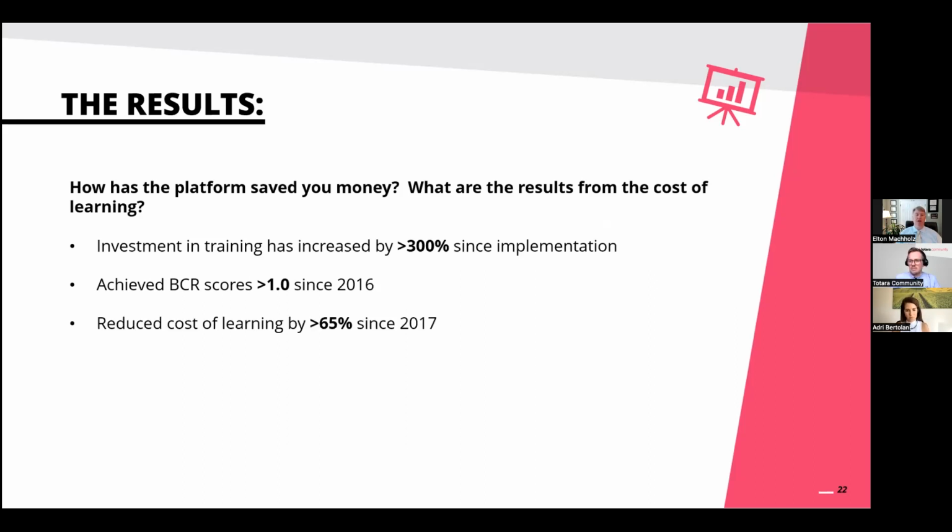And obviously, the other piece was not only did we see an investment in learning, but we also saw the cost for developing learning reduced by almost two-thirds since 2017. So our ability to provide that learning in a cost-effective way has benefited the organization, even as the company's been giving us more money to do more things.